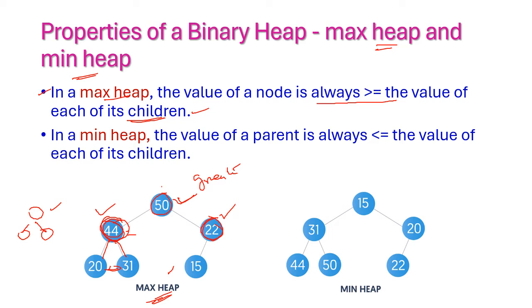Okay. Like the same, min heap. Min heap means the parent value should always be less than its child values. Okay. So here this parent has two children. When compared to these two children, the parent value is lesser. Likewise here. Okay. The parent value is smaller than its child value. Here also the parent value is smaller than the child value. Okay. So max heap means the parent value should be greater than the children values. Min heap means the parent value should be lesser than the children values.